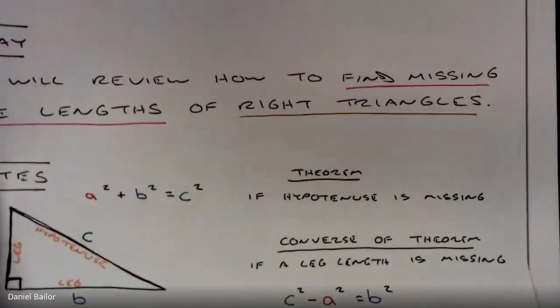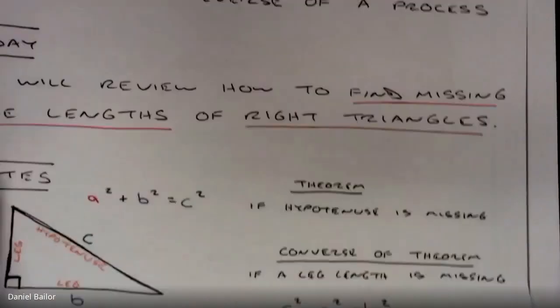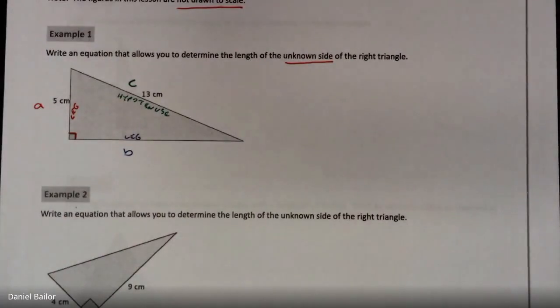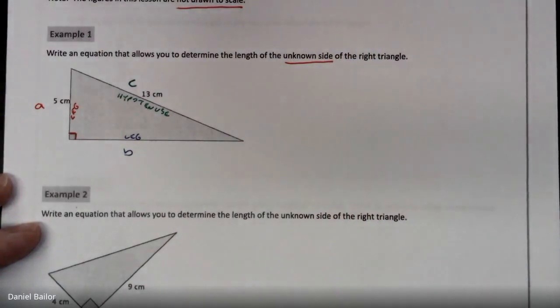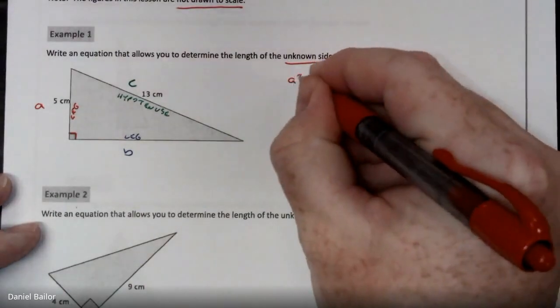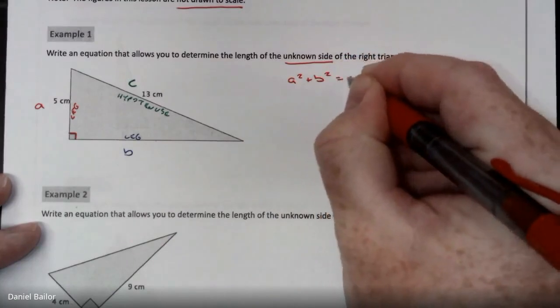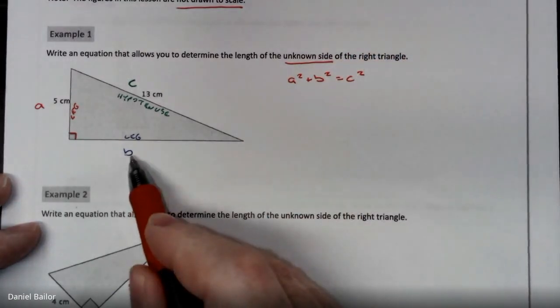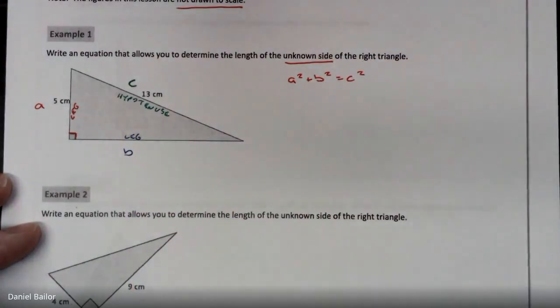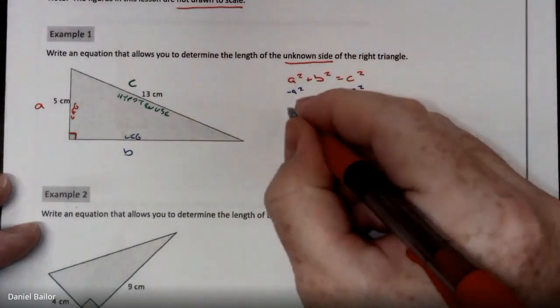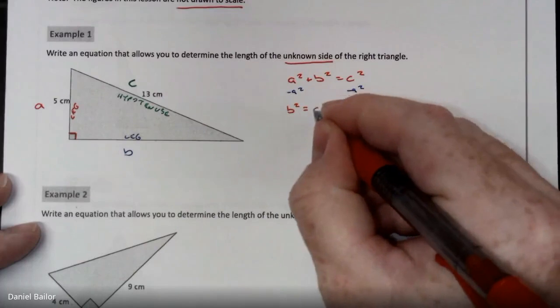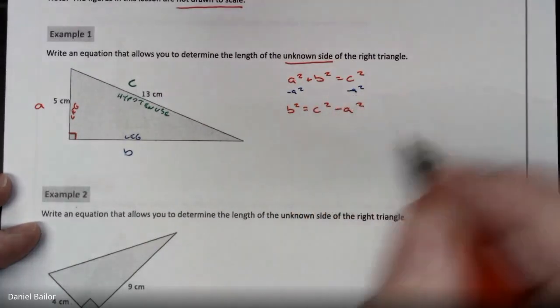C squared minus A squared equals B squared. So I can do this. Let me show you how I got it. First, we start the Pythagorean theorem with A squared plus B squared equals C squared. But in this one, I need B. So let's do the subtraction property of equality to take A squared away from both sides. Gives me B squared equals C squared minus A squared.